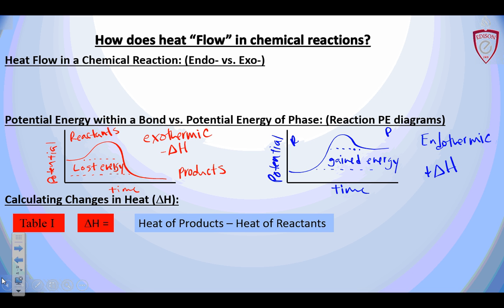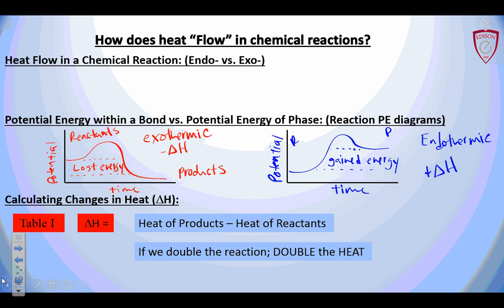For exothermic, we want it to be negative. For endothermic, we want it to be positive. That's what we were talking about up there. In Table I, you'll see there are values for these particular reactions. If we double the amount of reaction, we will have to double the heat. If we halve the reaction, we will halve the heat.